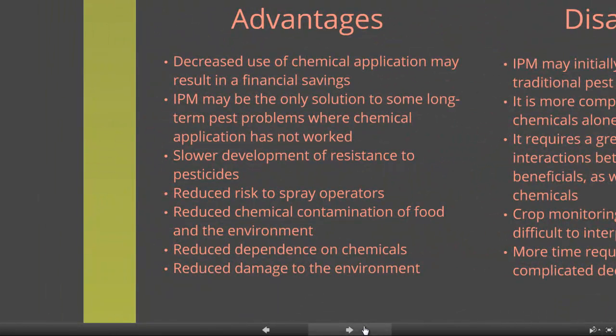Some of the major advantages: it means you don't have to use as many chemicals, so saving money. It may give a solution to a problem that chemical control hasn't been able to eradicate. You don't get such a huge, quick build-up in resistant strains of organisms to pesticides. For the people working in these areas, the chemicals we're using are not particularly pleasant, so there's a reduced risk because you're using less.